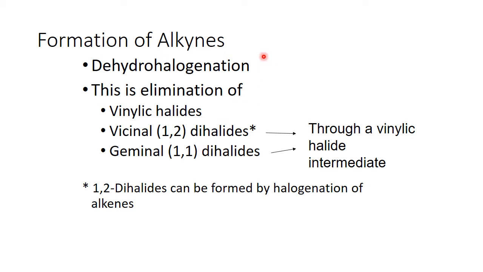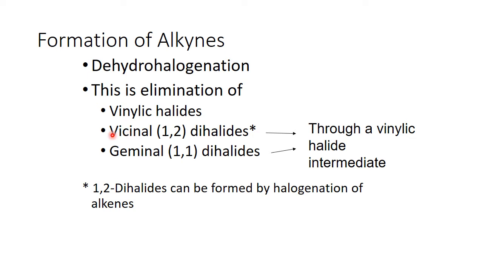Dehydrohalogenation, if you remember from last semester, is the removal of, let's say, hydrobromic acid or hydrochloric acid. And if we do that from a vinylic halide, that will form an alkyne. What is a vinylic halide? A vinylic halide is an alkene that has either chlorine or bromine on the carbon-carbon double bond, on one of the carbons in there. You can also do a double dehydrohalogenation of vicinal or geminal dihalides.